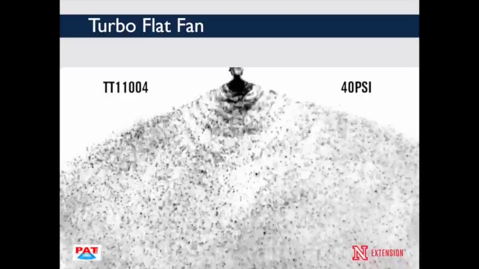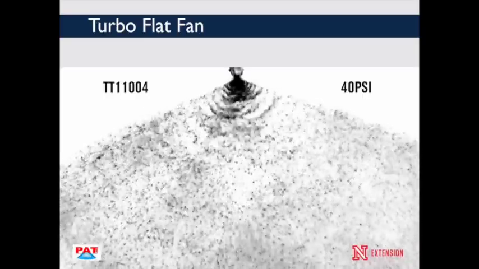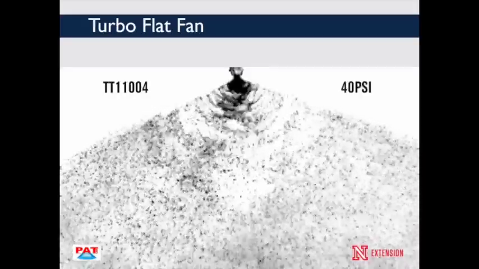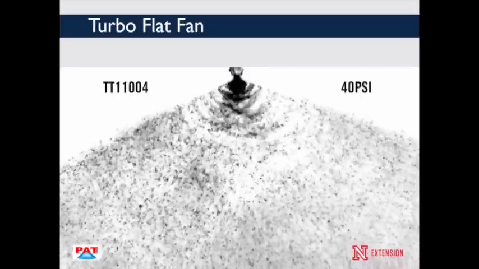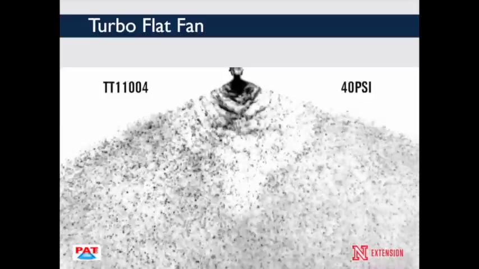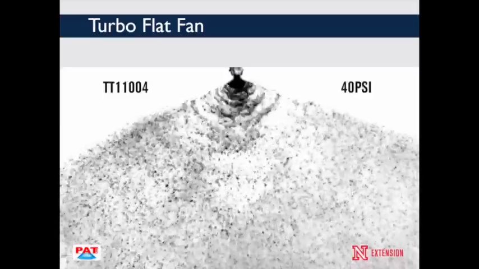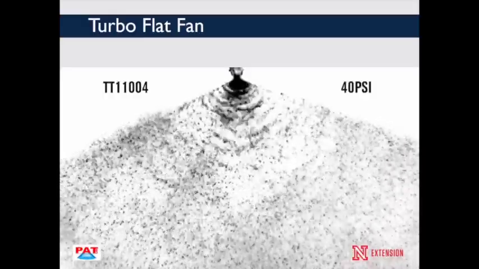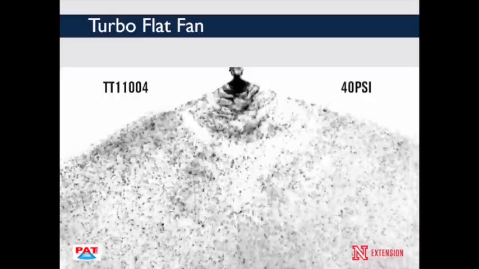Here is the turbo flat fan in action. This is a 110-degree variant in the 04 orifice size. The spray pattern should look similar to the pre-orifice nozzle we just looked at, since it's putting out the same droplet spectrum category. The main difference with this nozzle is that a small change in pressure would make a relatively larger change in droplet size.